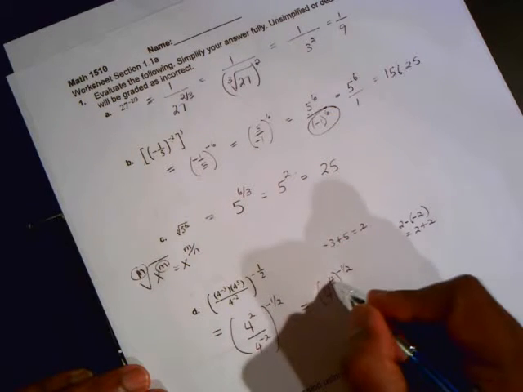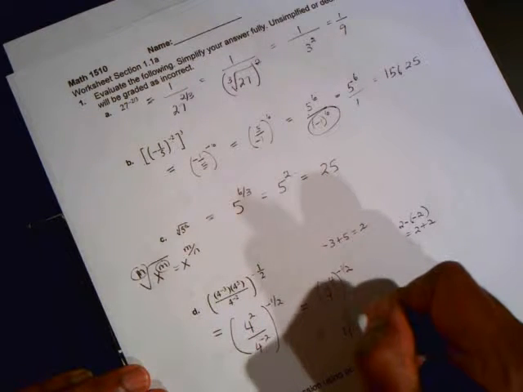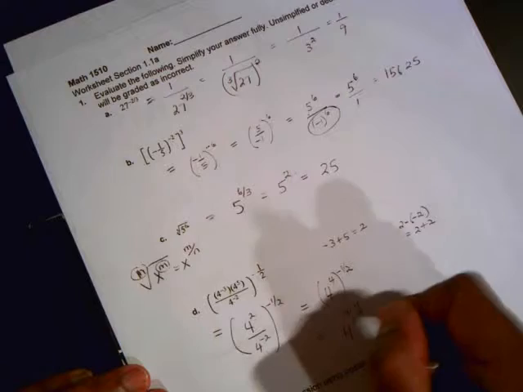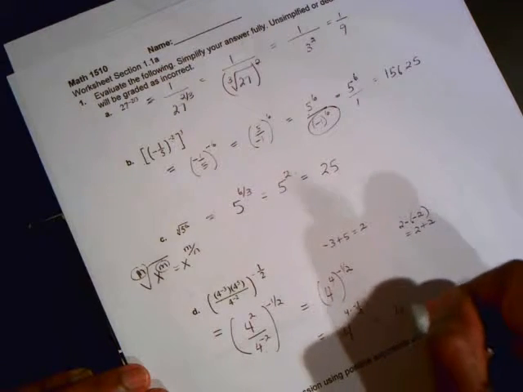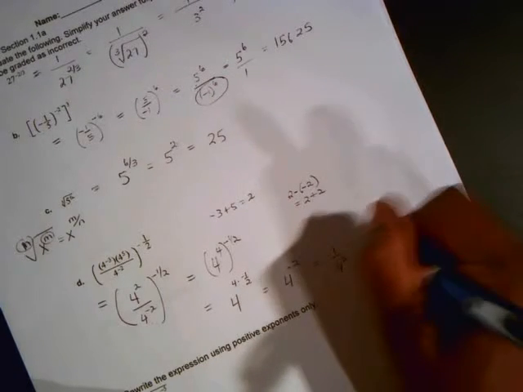These two, it's a power of a power, so we're going to multiply. So it's 4 raised to 4 times negative half. When you calculate that, 2 goes into 4 2 times, so it's 4 to the negative 2, which is 1 over 4 squared, which is 1/16.